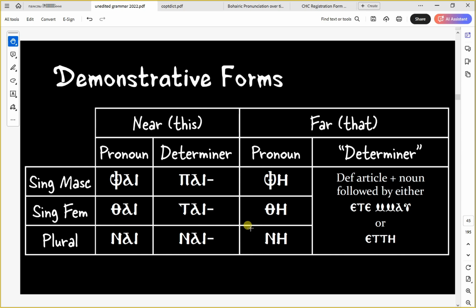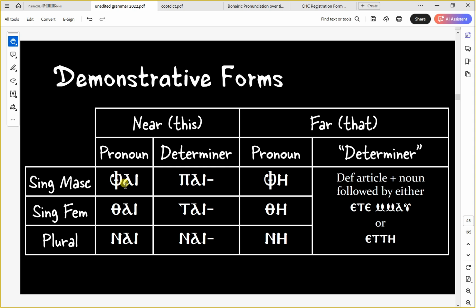So notice the letters from last time. This is why we did patterns before. So if it's singular masculine, the key sound was P. Remember that this letter was like a P with an H. P. And this is P. And this is P again. So if it's near, if it's this, the key sound is I. And then you put the gender slash number.